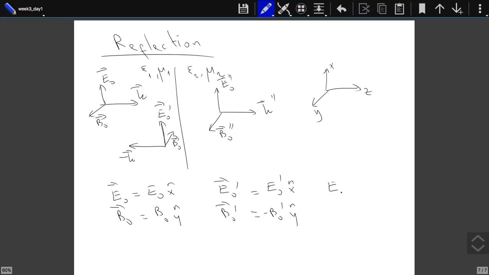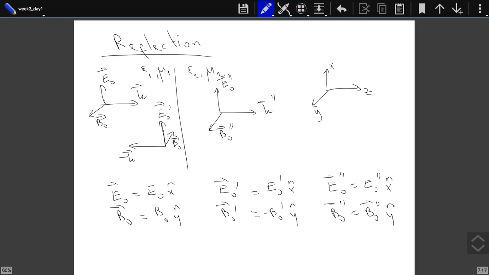And E0 double prime, this is E0 double prime in the x-hat. B0 double prime is B0 double prime in the y-hat. Well, let's see. I know that I can choose the direction of the E0 vector as my x direction, so I know that this number is positive. Well, I can choose the direction of the B0 vector as the y-hat direction, so I know that this number is also positive. So by definition, these two numbers are positive.